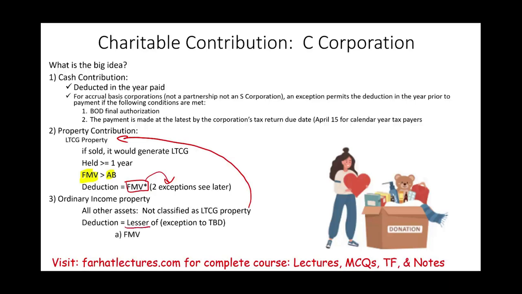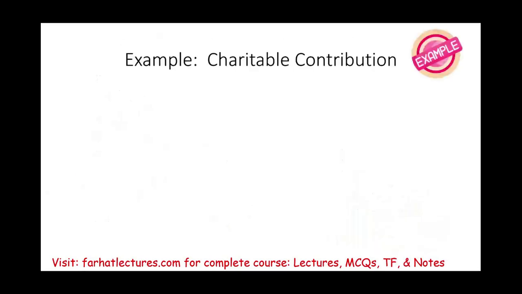So how much can you deduct? The lesser of fair market value or adjusted basis. Again, there's an exception, and we will discuss the exception later. But this is, generally speaking, the rule for ordinary income property. The best way to illustrate all these concepts and the exceptions is to start with examples, starting with a first simple, straightforward example.